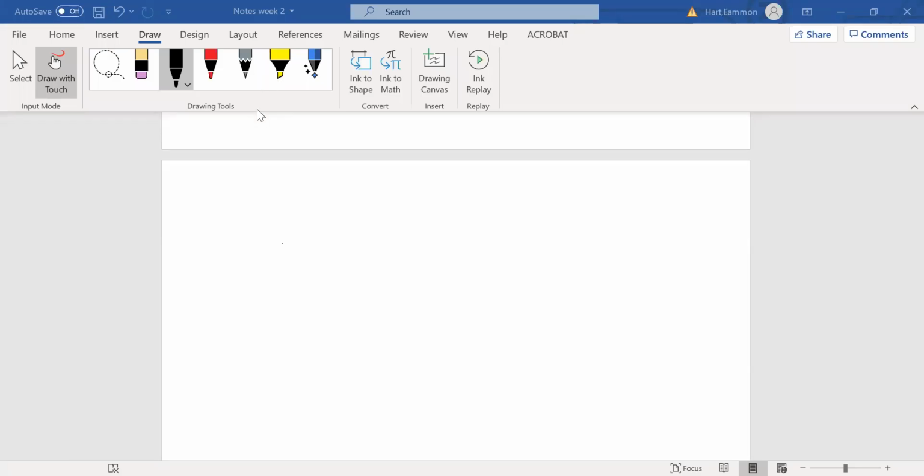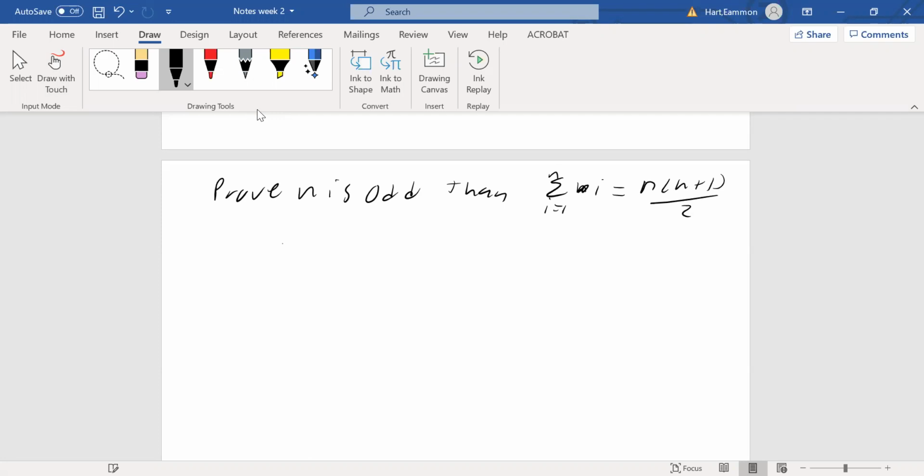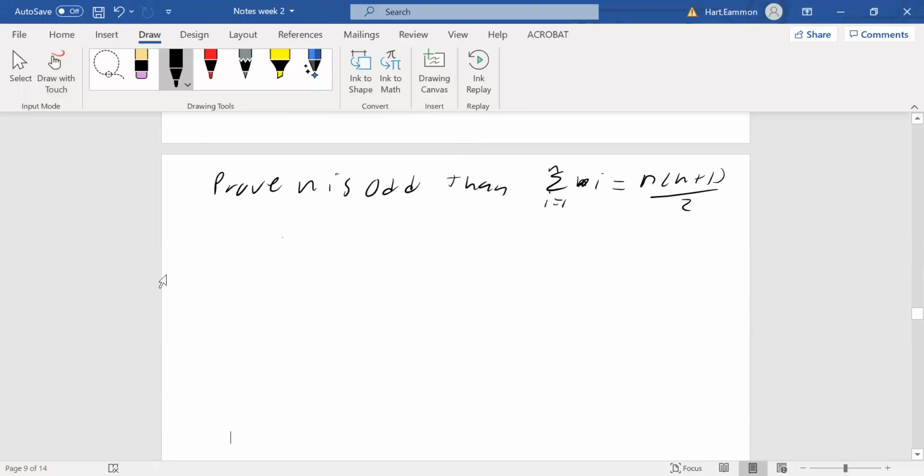Okay, so now we're going to continue on with this proof by cases and prove for n odd that the sum from i equals 1 to n of i is equal to n times n plus 1 over 2. So in this case, before we showed that we had n over 2 things that sum to n plus 1.